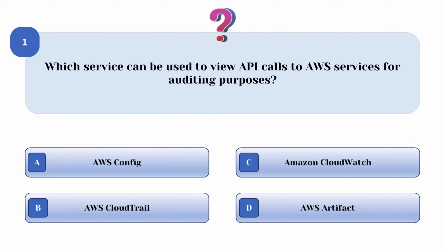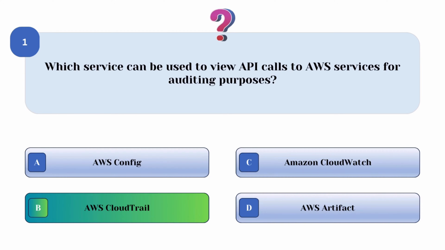Correct answer: AWS CloudTrail. Explanation: AWS CloudTrail records AWS API calls for your account and delivers log files, helping with auditing and security analysis. Why others are incorrect?